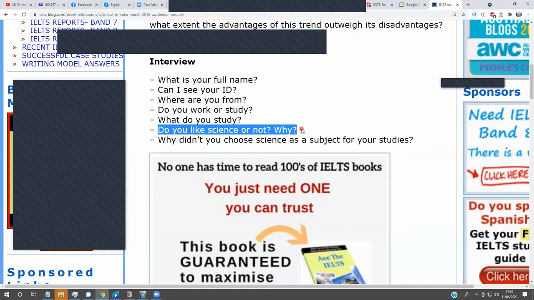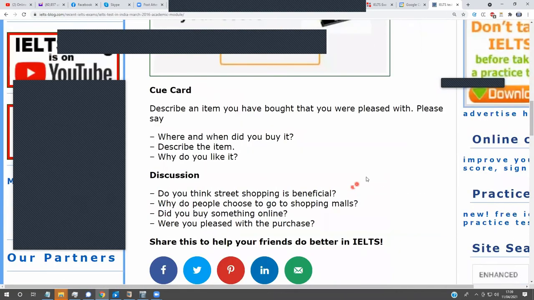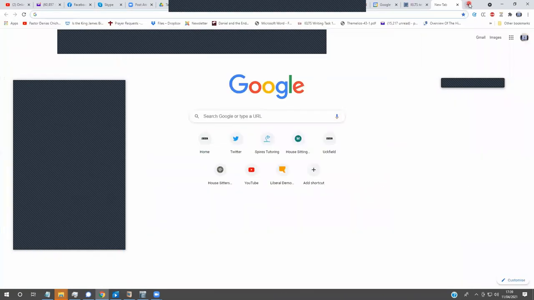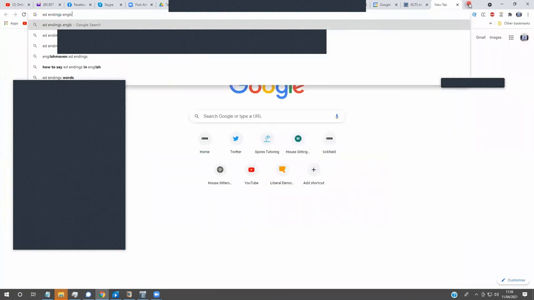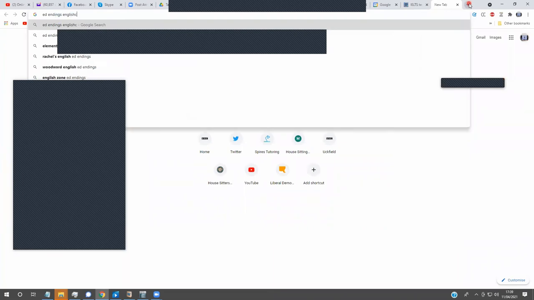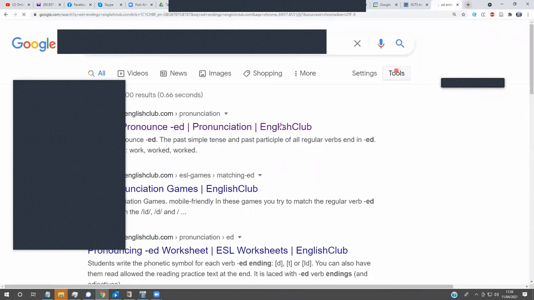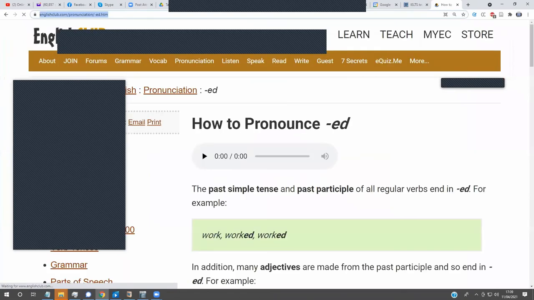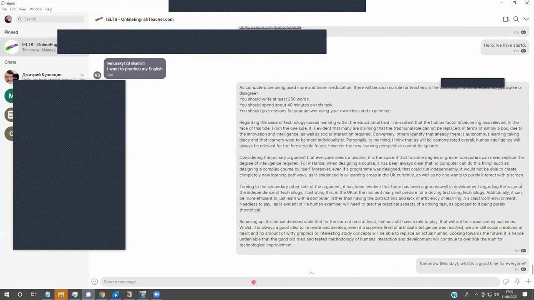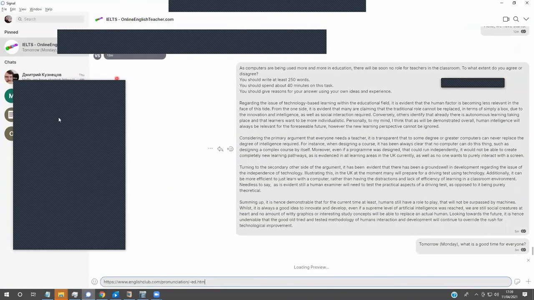And do you like science or not, and why? Well, of course, I love science because I think everything nowadays, even before, everything is based on science. For example, cars, telephones, even right now while you are teaching us, it depends on science. Everything depends on science nowadays. Okay, great answer. Thank you.